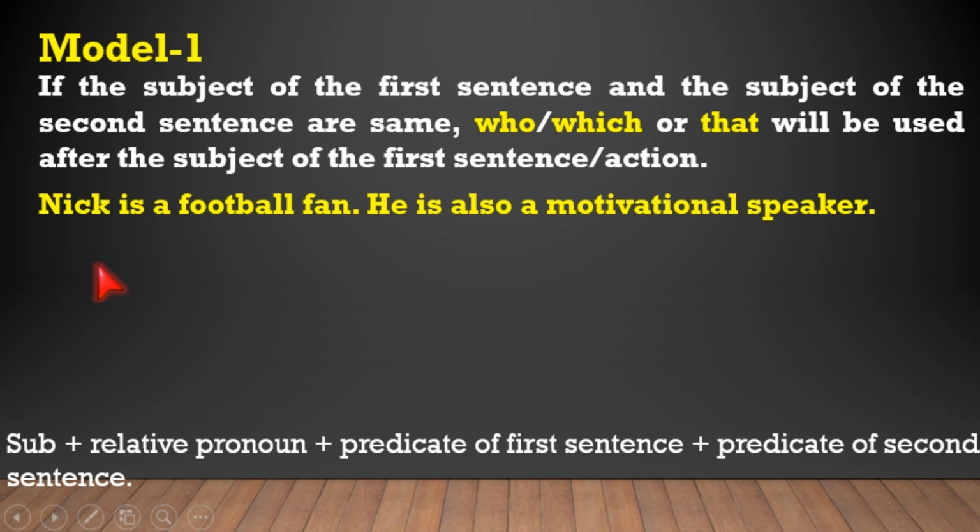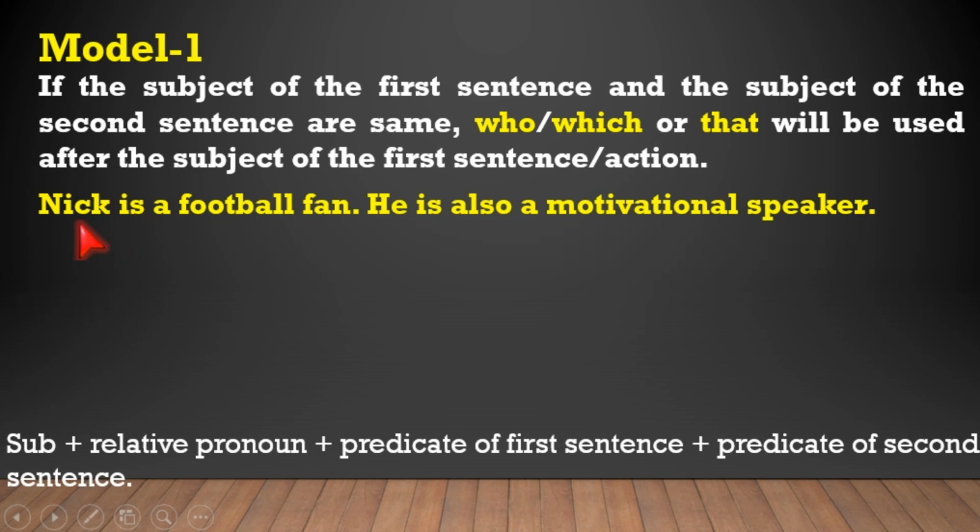Look at this example. Nick is a football fan. He is also a motivational speaker. How can we combine these both sentences using relative pronoun? So first you identify the corresponding relative pronoun. What is the corresponding relative pronoun here? Both sentences refer to or explain about a person, Nick. So we can use here the relative pronoun who. So how can we combine according to this structure?